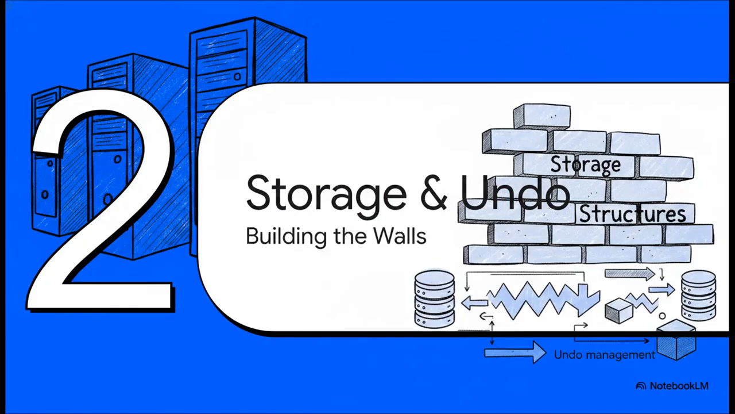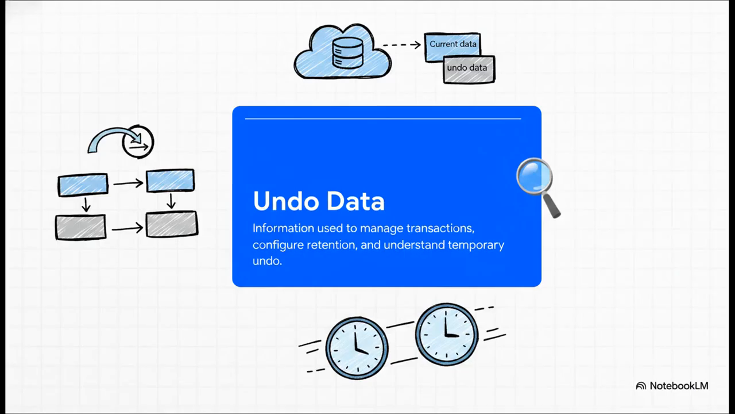Moving right along to Section 2, Storage, Structures, and Undo. This is where we start building the walls and rooms of our database. So whenever you see a syllabus topic about managing database transactions, I want you to immediately think of undo data. Undo data is simply the pre-modified data. Why does this matter? Well, if a user makes a mistake and types rollback, Oracle desperately needs that undo data to revert the changes. It's also how Oracle guarantees read consistency.